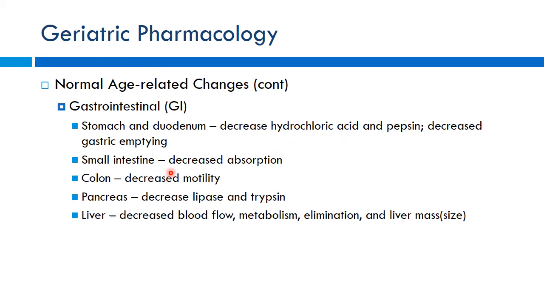Then you'll see decreased absorption in the small intestine, decreased motility in the colon, and decreased production of proteins and enzymes within the pancreas as well. So things just aren't getting absorbed as well, and it's easy to see how their nutritional status can take a hit as they get older and older. Okay. The big thing from our standpoint in pharm is going to be the liver. Typically, you're going to see decreased blood flow, decreased metabolism, and decreased elimination of those drugs.